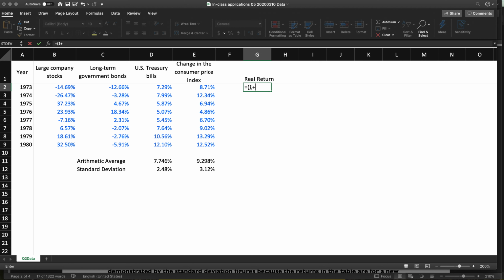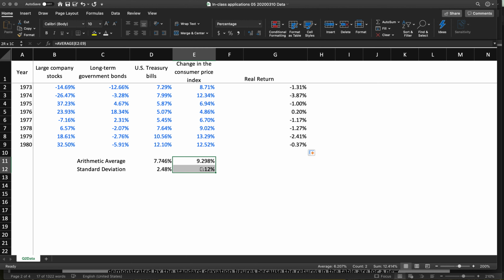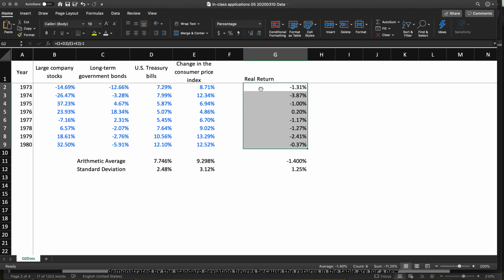If you remember, the real return is 1 plus Treasury divided by 1 plus consumer price index, minus 1. And I'm going to get rid of a few decimal places because that is a lot. Okay, so what do we see here? We see that the real return in 1973 is minus 1.3%, and that makes sense, right? The Treasury bill return was a little bit lower than the consumer price index.